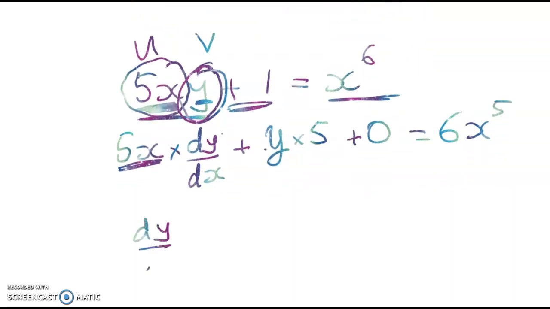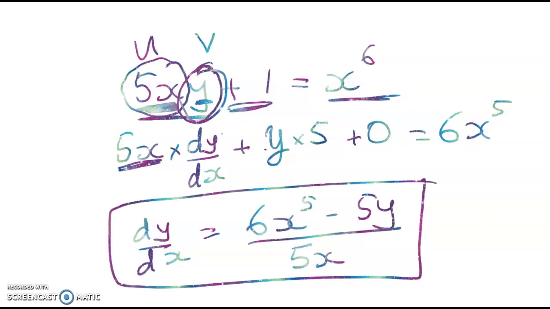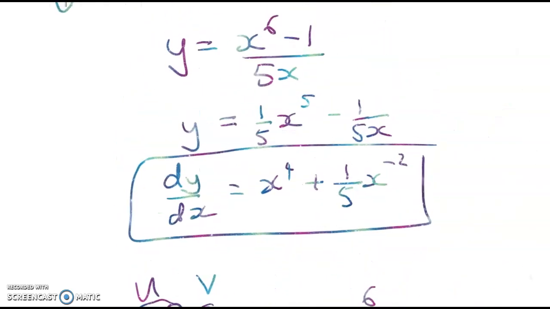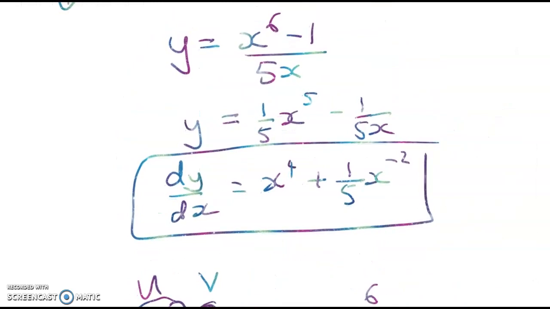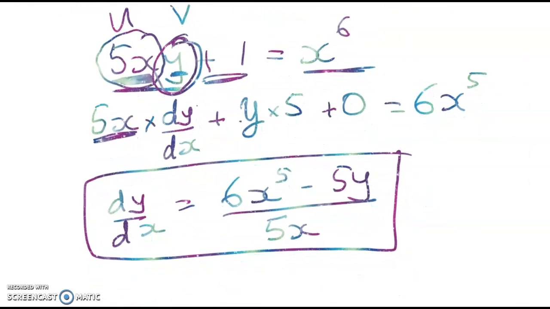Cleaning that up, what do I end up with? Well, I get dy by dx is 6x to the power of 5 minus 5y, divided by 5x. So that's my answer using implicit. That's my answer not using implicit. And if you do a little bit of mucking around, you'll see that they're the same thing.